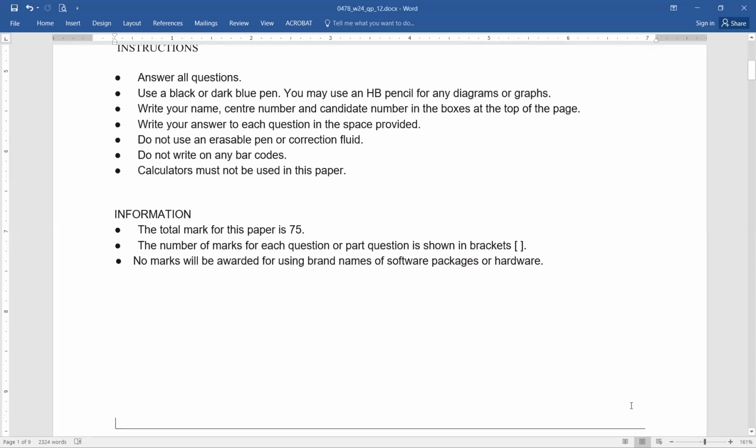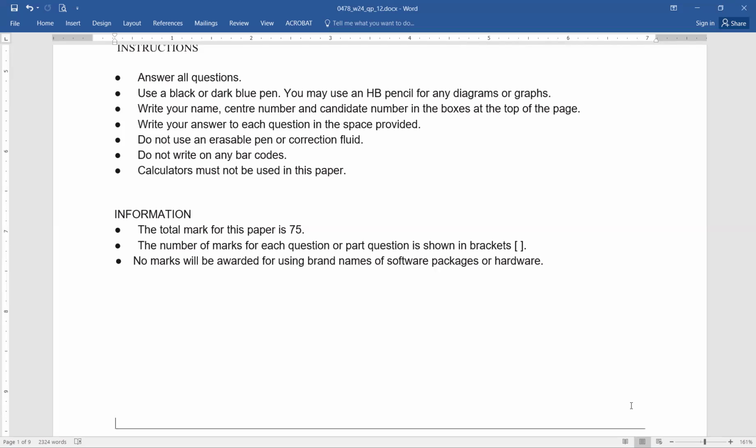A few instructions that we need to follow. You have to answer all the questions. Use a black or dark blue pen. You are allowed to use an HB pencil for any diagrams or graphs. Write your name, center number, and candidate number in the boxes at the top of the page. Write your answer to each question in the given space. You're not allowed to use correction fluid or erasable pen. So please refrain from carrying these to the examination hall.